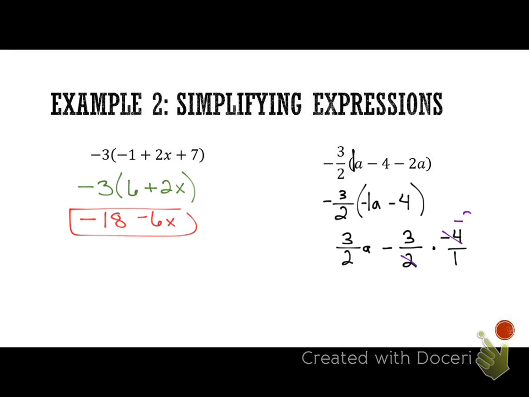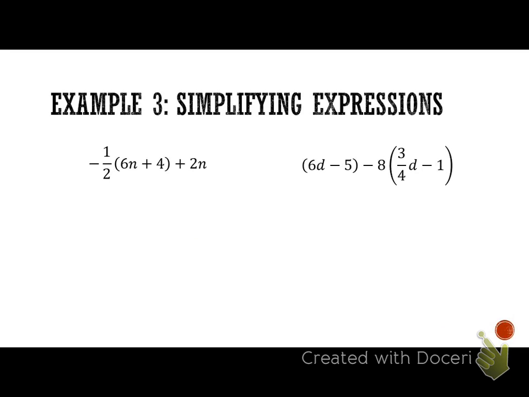Cross reduce to a negative 2. What is negative 3 times negative 2? Negative 6. Positive 6 because it's 2 negatives. So 3 over 2 a plus 6. Okay, they're getting a little harder, aren't they? But that's okay. It's just going to really test us on our positive negative computations. All right, moving on.